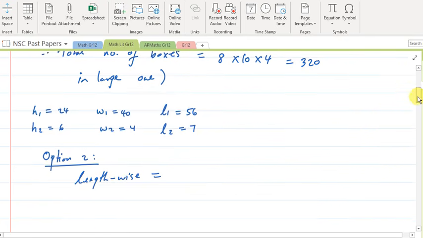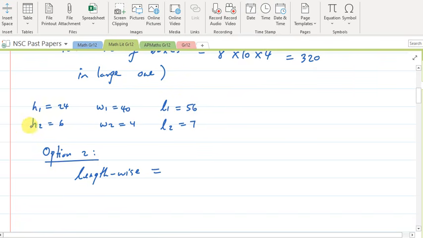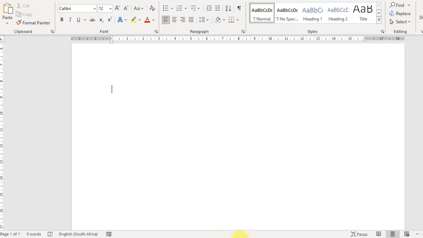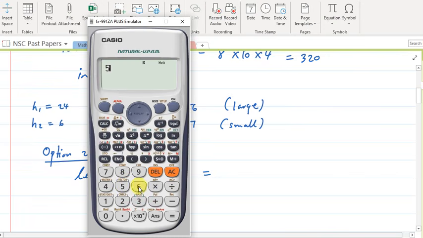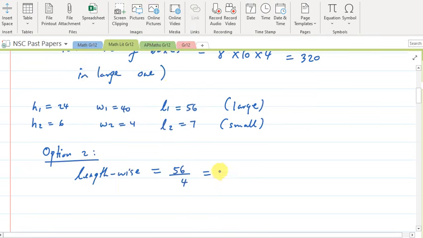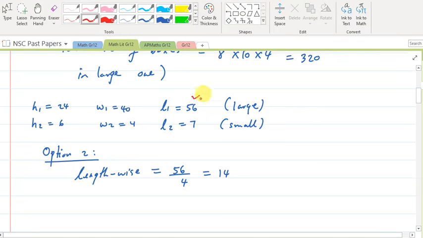Now lengthwise, we're going to take 56, and remember these are all your small boxes, and these are your large box. So if you take 56 and divide it by 4, see what we get. Taking the length and dividing it by, open up my calculator, 56 divided by 4, we are getting 14, right? So we have done these two. Let us tick 56 divided by 4.